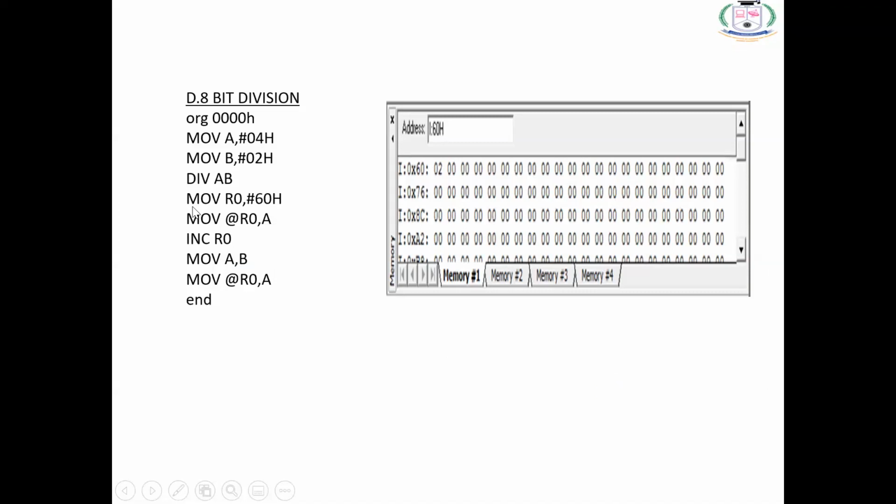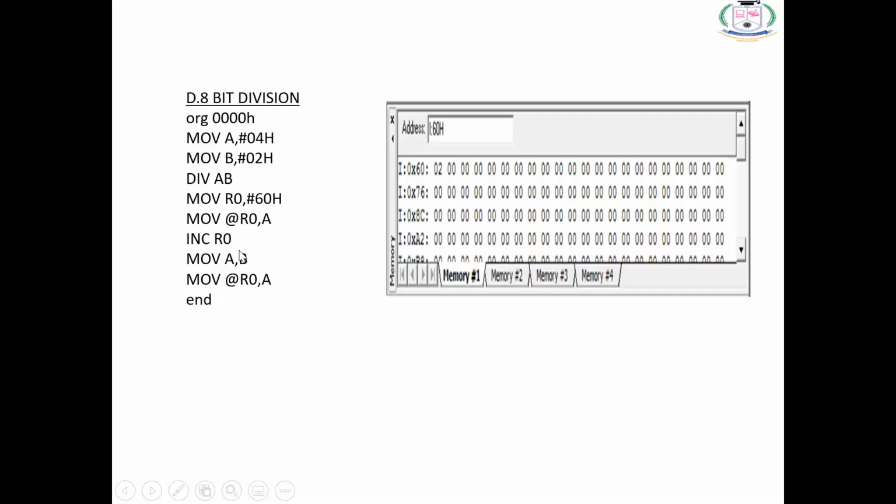Now MOV R0,#60. So what is my R0 value? 60. MOV @R0,A. @ means I have to specify the address indirectly. R0 holds 60, so I have to move my accumulator content to the address in R0. Here I stands for internal memory. In location 60, what am I moving? The accumulator. The quotient, held by the accumulator, so 02 will be stored here.